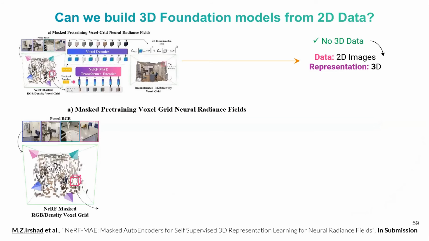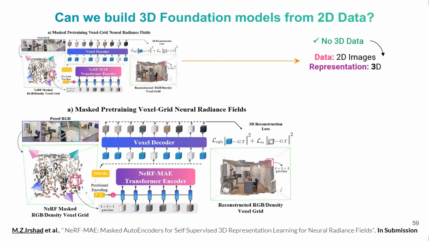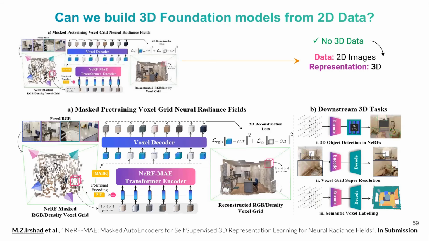So how does it work? We first create large scale NeRFs from posed 2D data. We mask out random patches off of the trained NeRF and reconstruct the original patches using photometric and opacity losses. And in doing so, our hypothesis is that the network would learn good semantic and spatial understanding from just posed input 2D data. And finally, we fine-tune our encoder on downstream 3D tasks. And the tasks we're considering here are 3D object detection, voxel grid super resolution, as well as semantic voxel labeling, which are all very challenging 3D tasks.